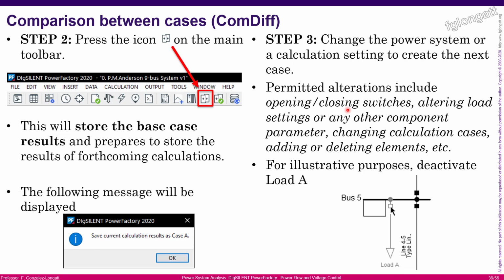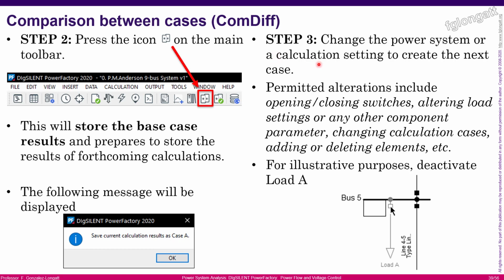Next step. There is a button in the toolbar, you can see here, and that is the icon to store the base case result, okay? When you press this icon, what you are doing is storing in memory all the numerical results coming from your power flow analysis, okay? PowerFactory will give you back a window that says, okay, I just stored in memory all your numerical results coming from the load flow that you already did, and I will use the name case A for these results, okay?